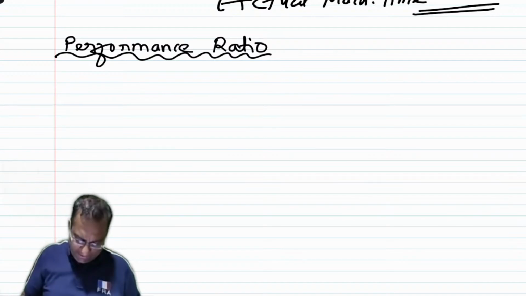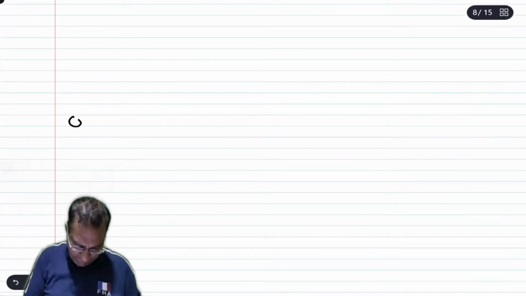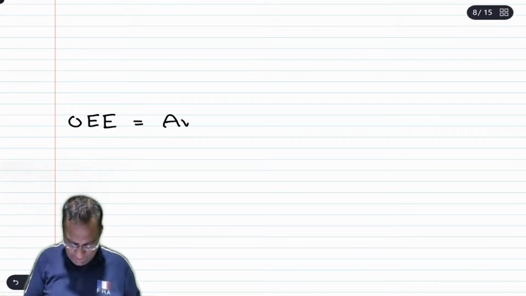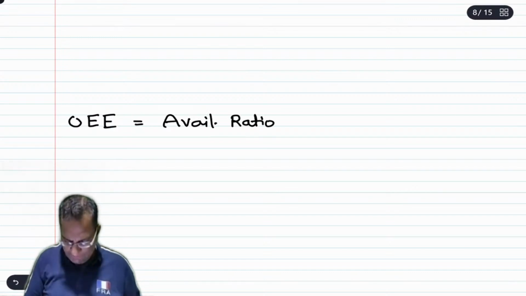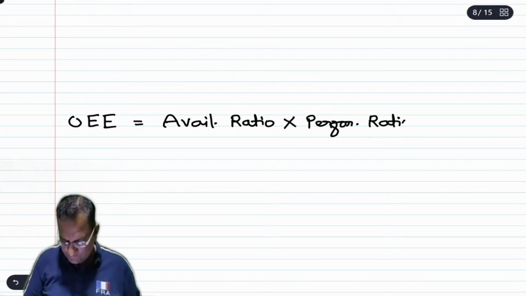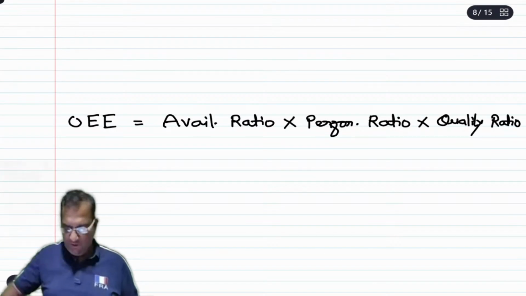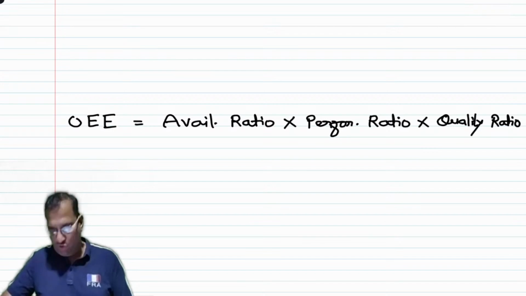Drop one or two lines and then write down, beta, OEE is equal to availability ratio multiply by performance ratio multiply by quality ratio.